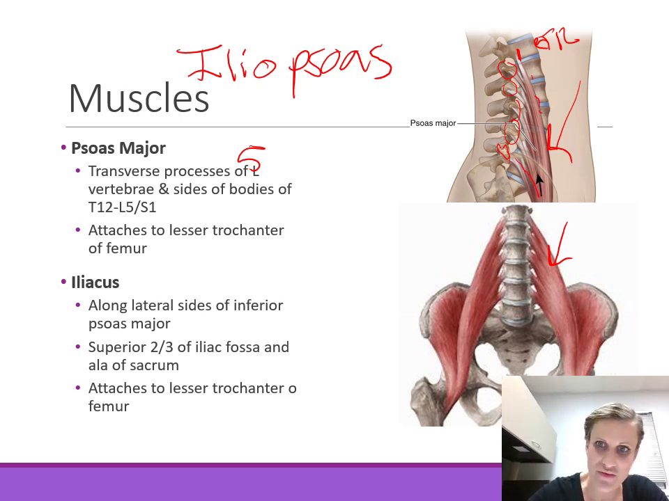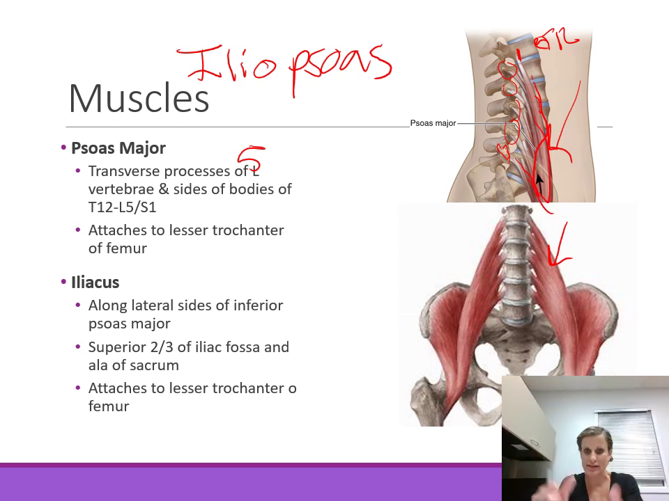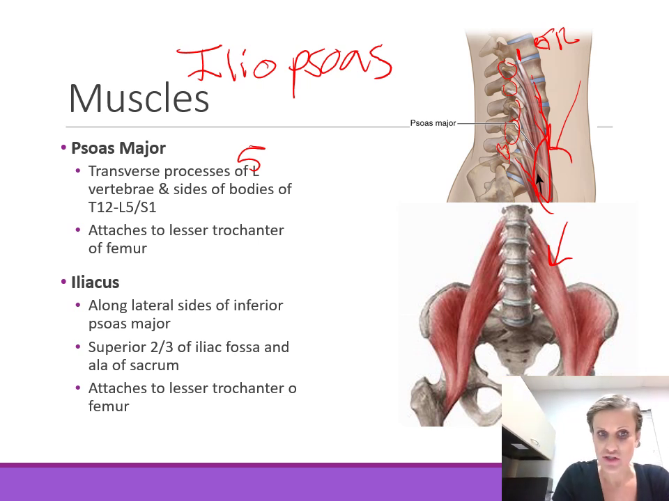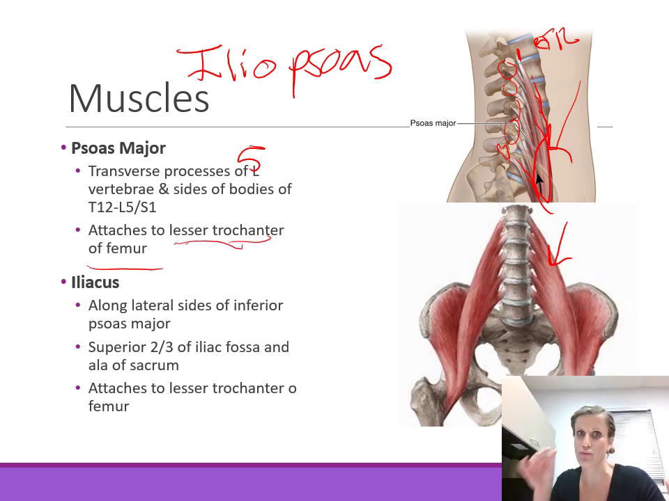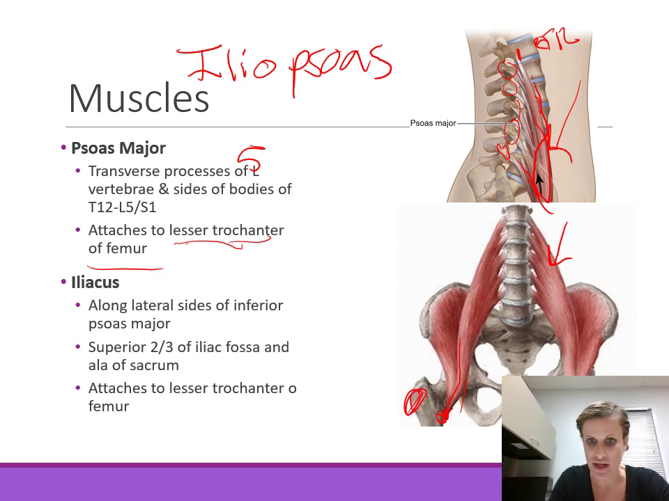And then all of these fibers merge together and it thins out as it heads down and into the very top of the femur. The psoas major attaches to the lesser trochanter of the proximal femur. So you can see it continues down and attaches to the lesser trochanter right here. Remember, the femur has 2 large bumpy processes, the greater trochanter and the lesser trochanter.